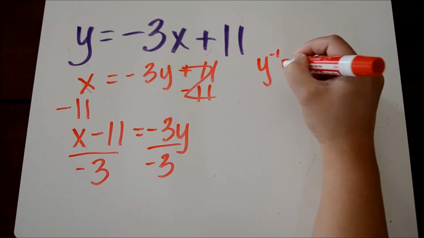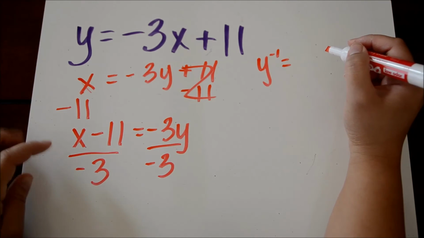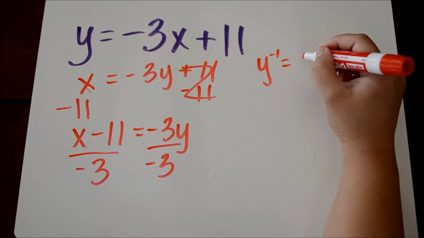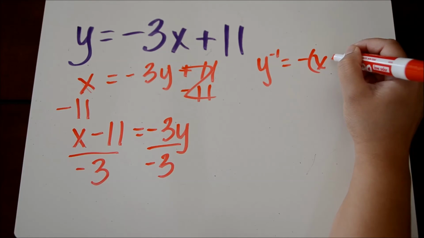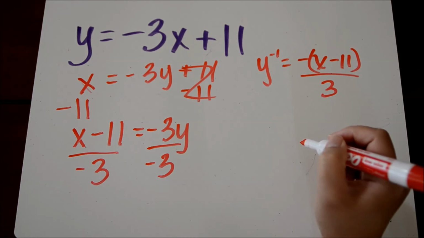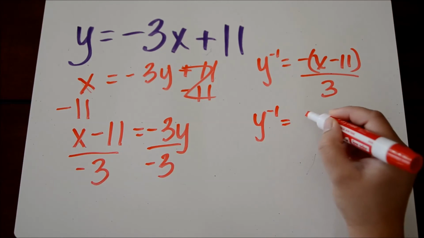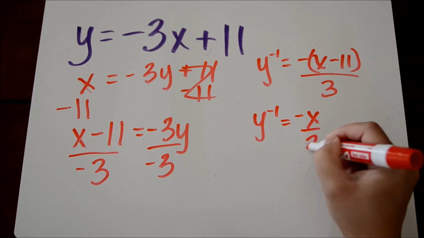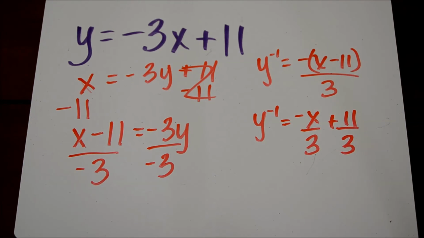This is going to look a little bit tricky because we're dividing by a negative. So I'm just going to say that this negative goes with the numerator, and we'll get negative x minus 11 equals, over 3. Or we could break that apart and say negative x over 3 plus 11 over 3 because we distributed the negative. Alright, so that concludes our lesson on writing linear inverses.